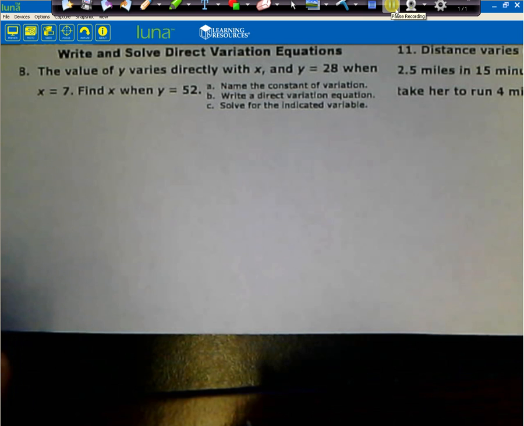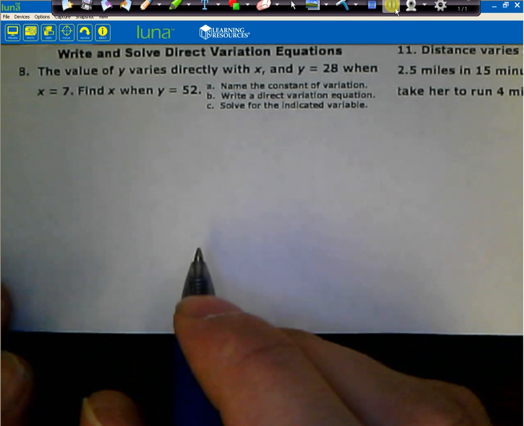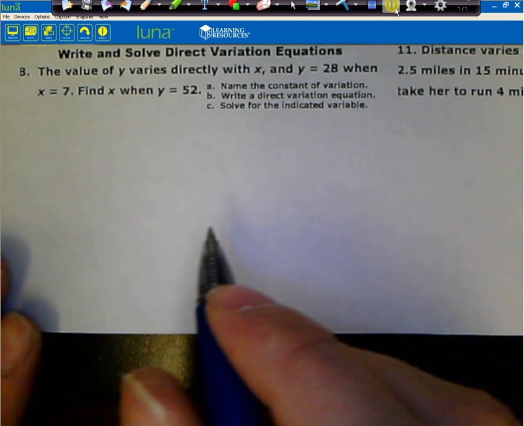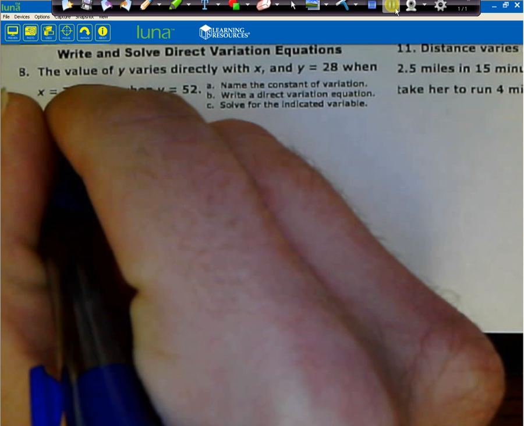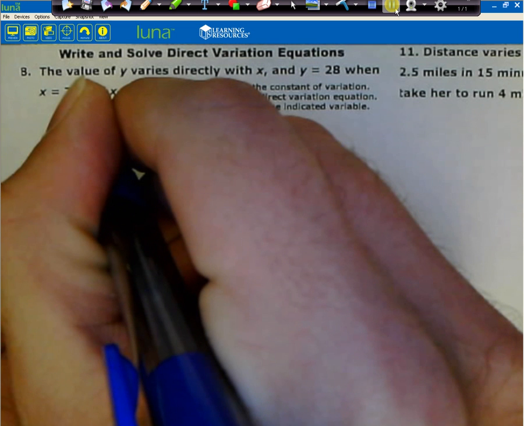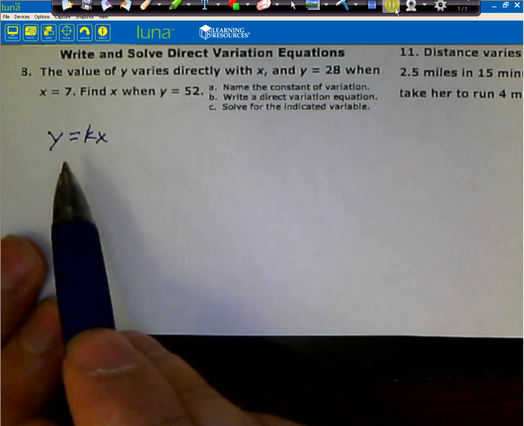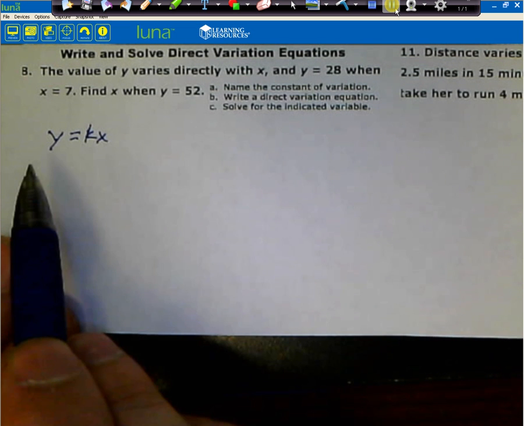Alright, so we're doing another one of these fun 3-part questions. Let's see what we got here. The value of y varies directly with x. Okay, stop right there. Value of y varies directly with x. That means it's one of these direct variation equations. So y equals kx. I know it's going to look like that because it says that y varies directly with x. That's what it means. It means it's going to look like y equals kx.